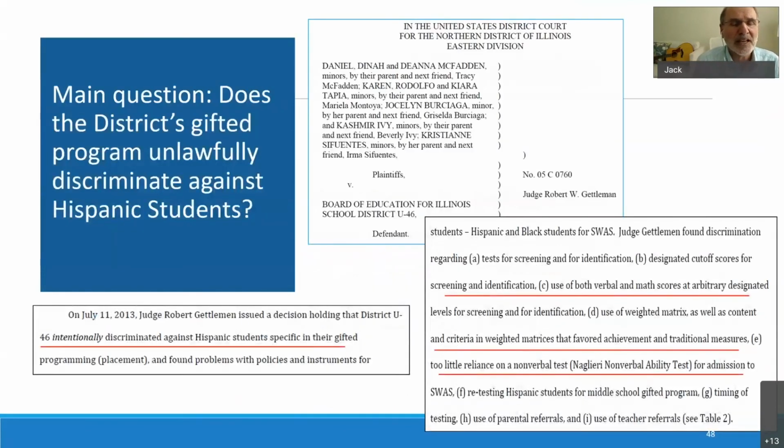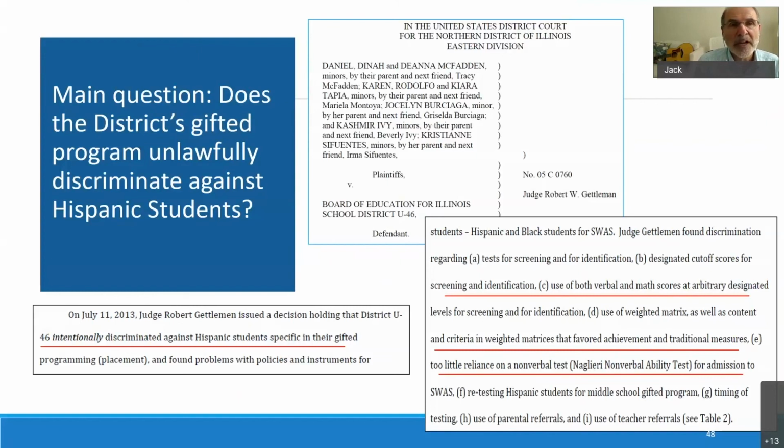Interestingly, there's a court case that agrees with me. This happens to do with gifted kids. The U46 was actually a school district that Tullio Otero worked in for a while. This district is 43% Hispanic, but only 2% of the kids in the gifted program are Hispanic. Sound like there's a problem there? Yeah, right? So Judge Gettleman looked at all the data, brought in all the experts, and concluded that the district actually not only discriminated against the Hispanic students, but violated their rights.